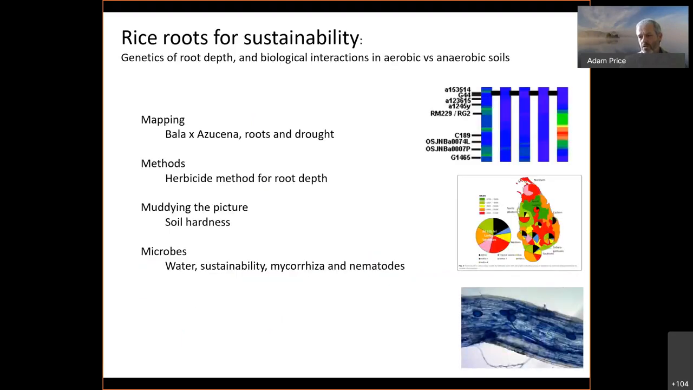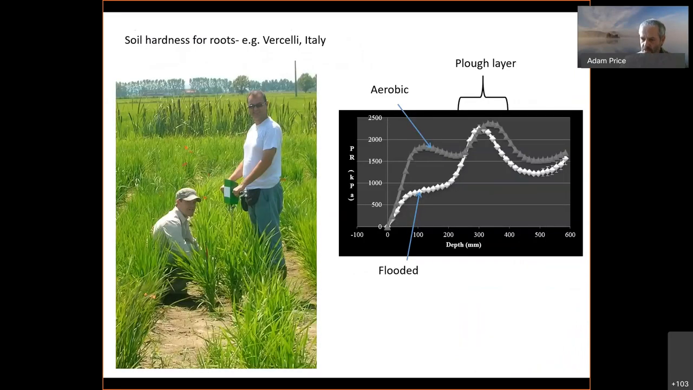So that leads on quite nicely to the next theme, which is muddying the picture, soil hardness. I'll remind you what we're trying to do is relate to performance under drought, really improve performance under drought by looking at roots and root depth. This is the machine that we use to measure root depth, a penetrometer. What it can give you is this kind of thing. This is showing you soil depth and soil penetration resistance. This is in Italy, and a typical paddy field has a plow layer. It gets really hard and then it gets softer again. And if this exists, it can be very hard for a root to get through it.